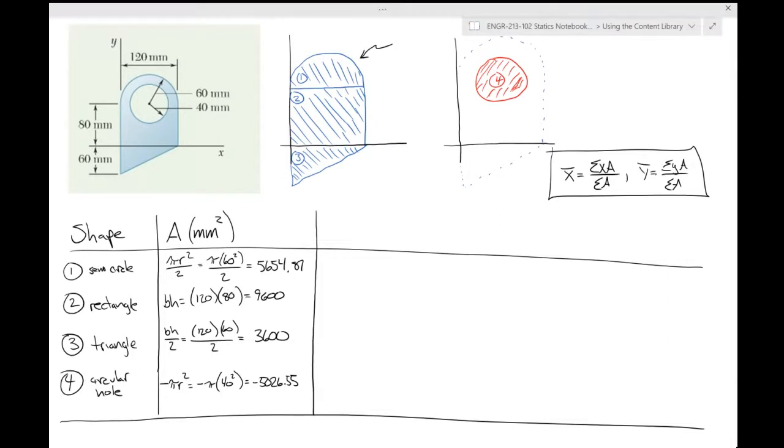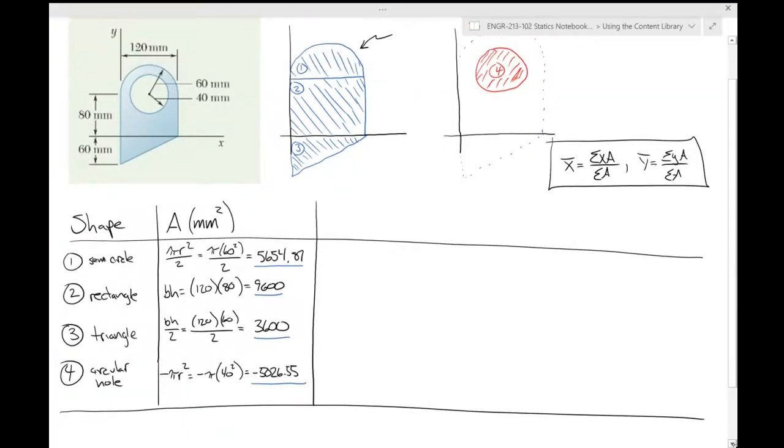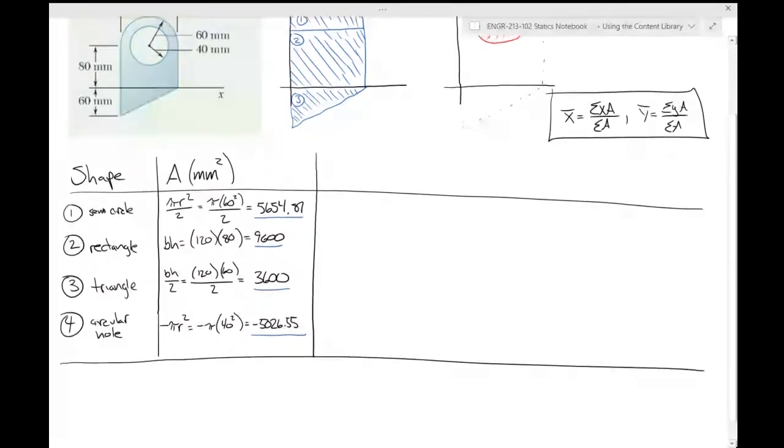All right, let me use another color here real quick. So we've computed 4 areas. We've computed this number, this number, this number, and this number. Somebody help me out. I'm going to scroll this down a bit.